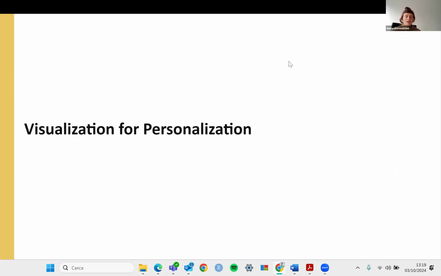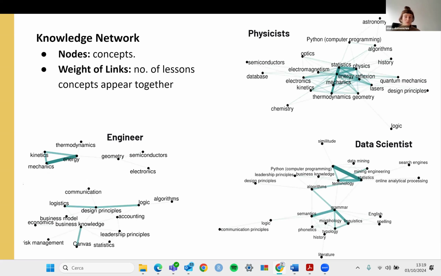Okay, before concluding, I wanted to show a possible visualization of the knowledge profile of the students, where we represent them as a knowledge network. Here we see the knowledge network of the physicists, the data scientists, and the engineering students.